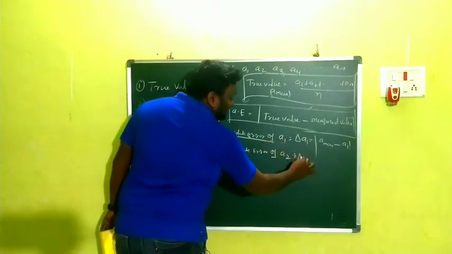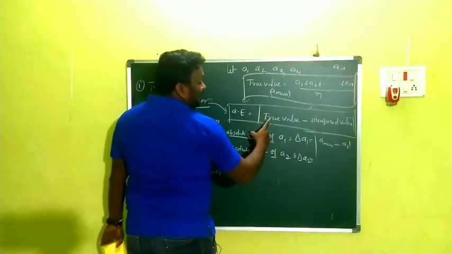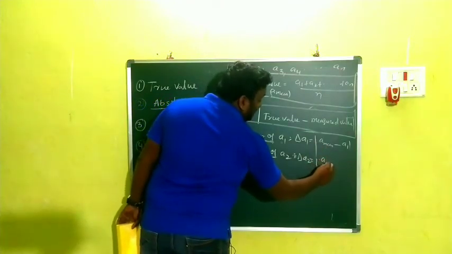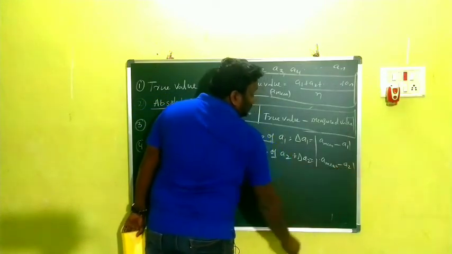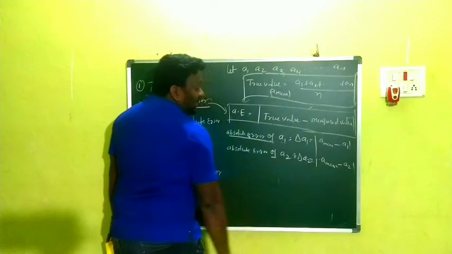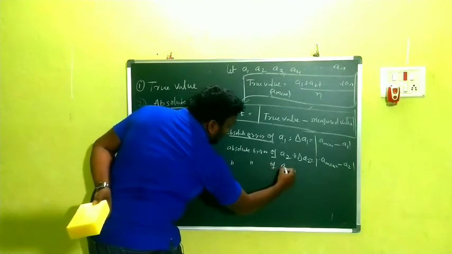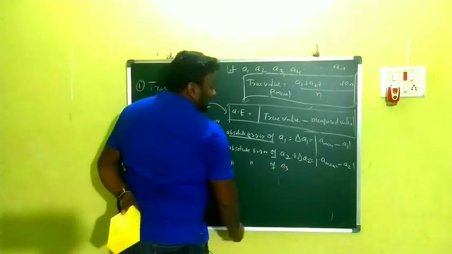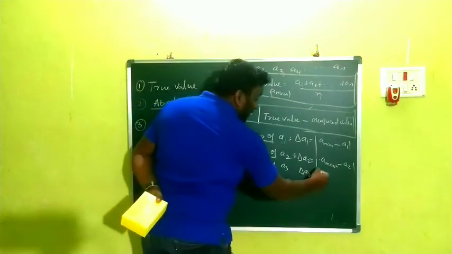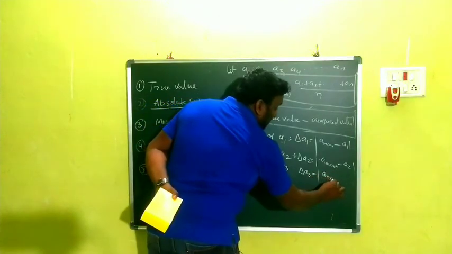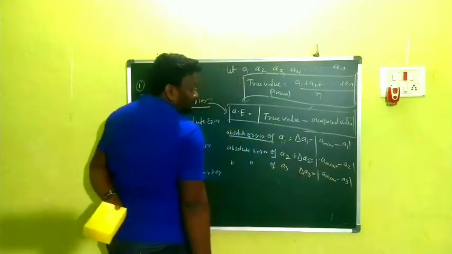Instead of A1, what are you writing here? Simply A2. Delta A2. Again, by using the same formula: the absolute error is the magnitude of true value minus measured value. A mean minus the measured value, A2. So A mean minus A1 and A mean minus A2. Clear? Next, I am writing the absolute error of A3. Delta A3 is equal to A mean minus A3. Clear? Got my point?